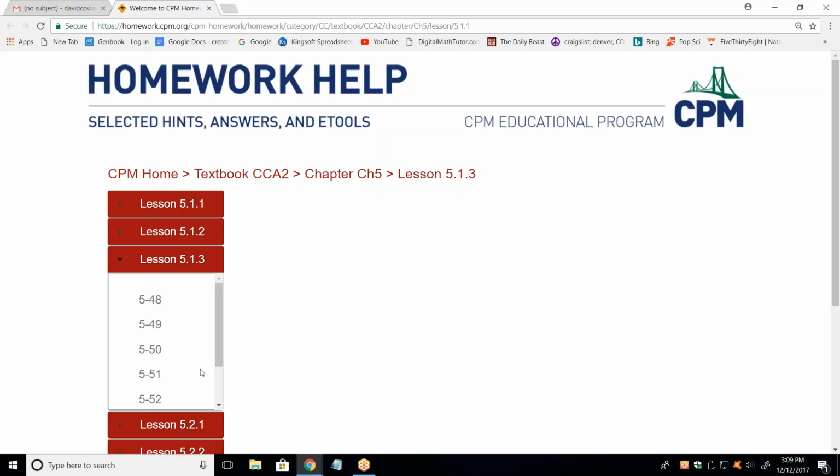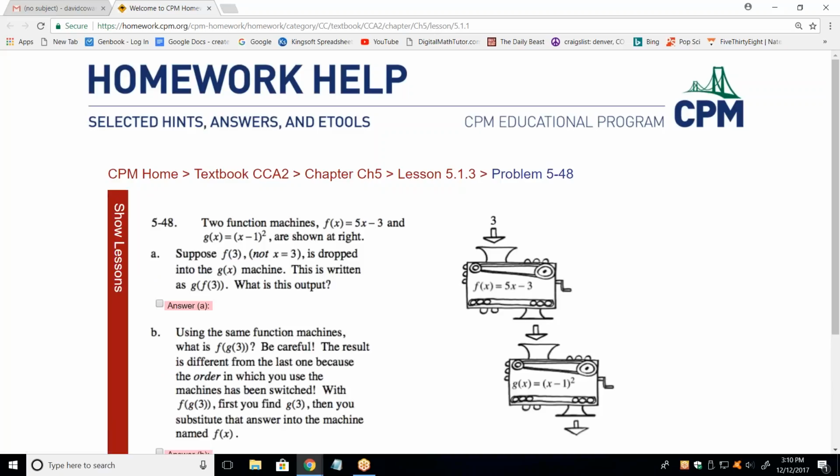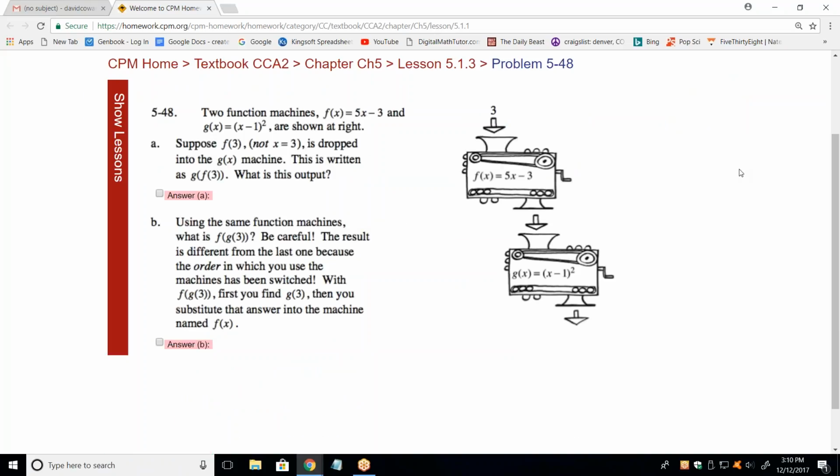Starting at 48? Yeah, 48 through 54. This looks familiar. I remember seeing that picture last time. So, what is g of f of 3?